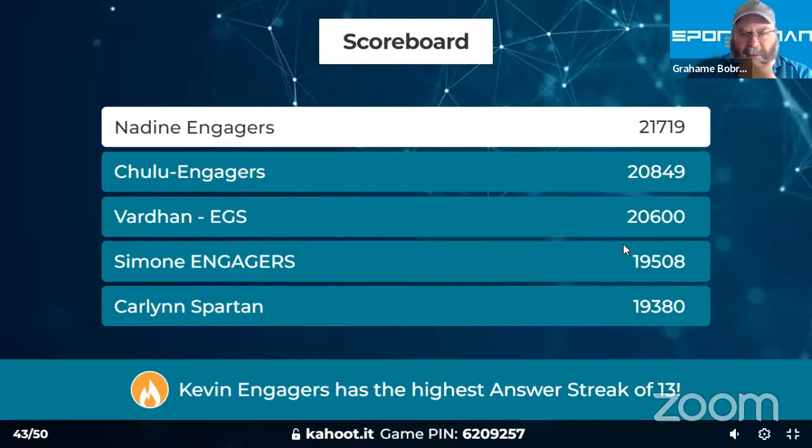Nadine still very comfortable with Chulu behind her, the two Engagers, Vardan from EGS, Simone from Engagers, and Carolyn from Spartan. Right, I need some more engagement with the Engagers. Nadine and Chulu, give us a rundown of your strategy going into these double or nothing points coming in for the last quick fire round.